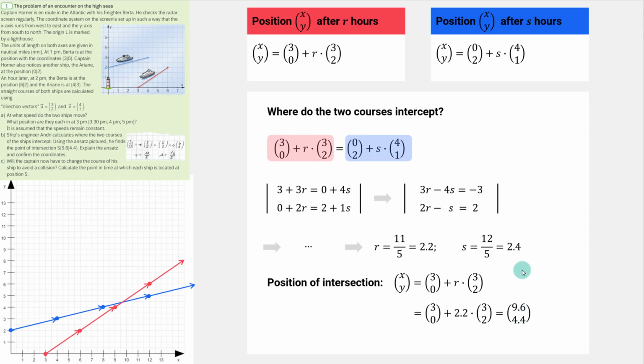Right, but what we also see here is that r and s are not equal. And this means that the two ships will be at the point of intersection at different times. So the red ship will be at the point of intersection after 2.2 hours, and the blue ship will be at the point of intersection after 2.4 hours. So there will be no collision between the two ships.